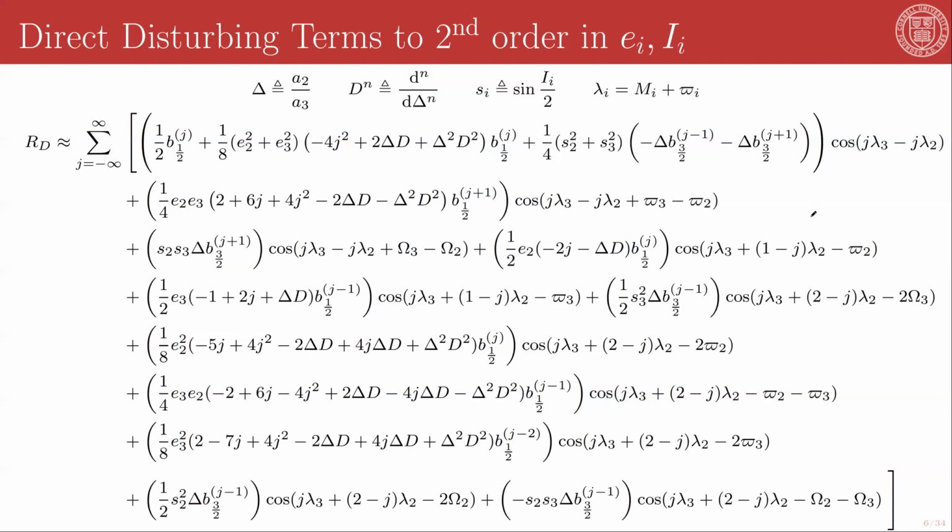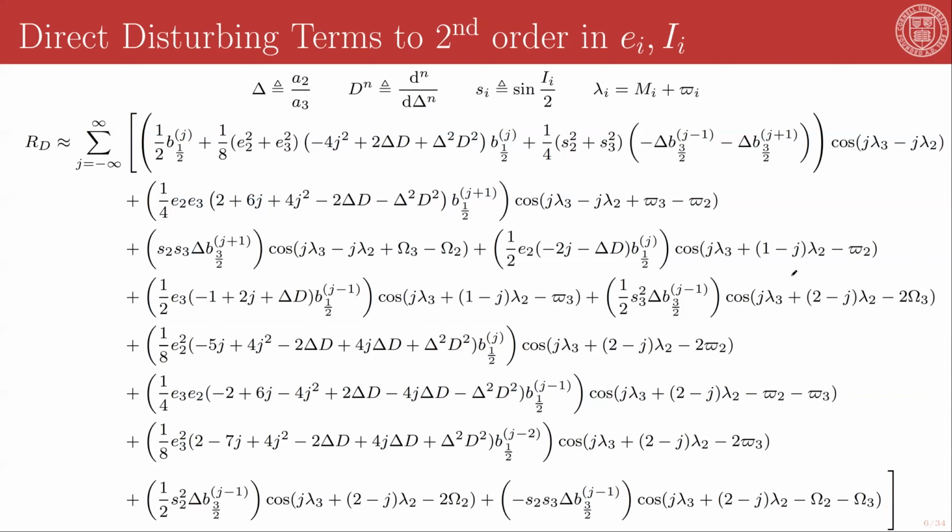And so what that means is that any of these cosine arguments that contain lambdas will evolve rapidly. And any of these terms that do not contain lambdas, under the assumptions that the perturbations are small in this system, will vary very slowly.